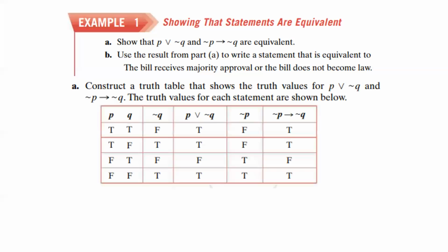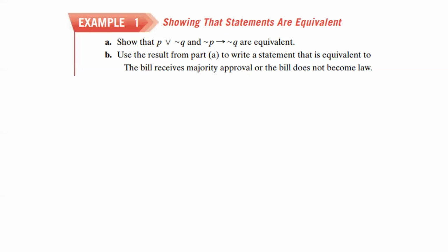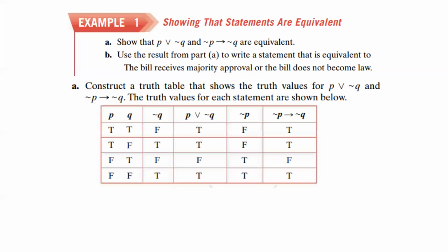So in this case, we're trying to show that P or tilde Q and tilde P implies tilde Q are equivalent, which seems weird because those are very different looking symbols, but let's form a truth table. We've seen enough truth tables at this point that I'm probably not going to go through every single column, but here is my truth table. I need my tilde Q, I need my P or tilde Q, I need my tilde P, and then finally I need my tilde P implies tilde Q, or if tilde P, then tilde Q.